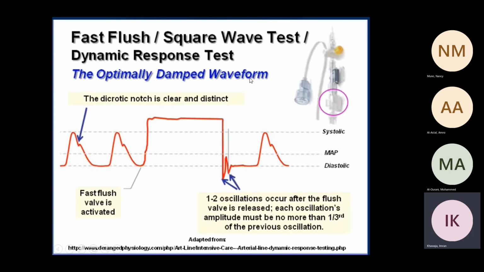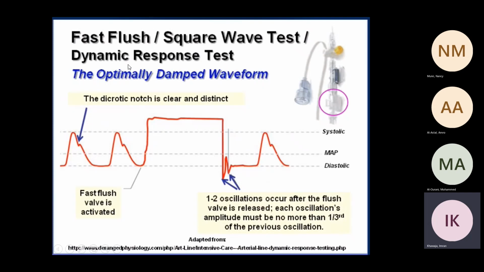So what you do, basically, you pull back on that blue string, and when you do, you open the system. So the system is open, your catheter is exposed to the upstream pressure that comes from the pressurized bag. So that's 300 millimeters of mercury. When you do that, you look at the screen and you see the pressure goes above the screen and gives you this square wave. That's why it's called a square wave test or rapid flush test.